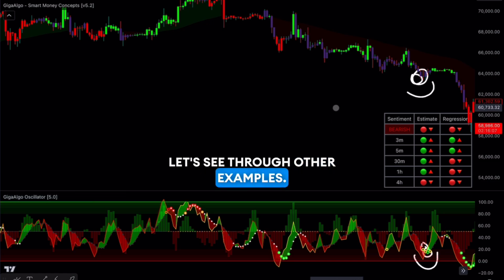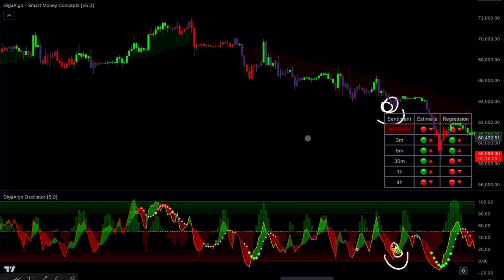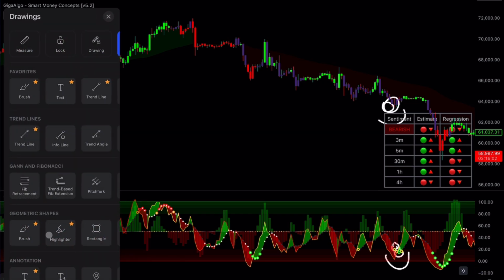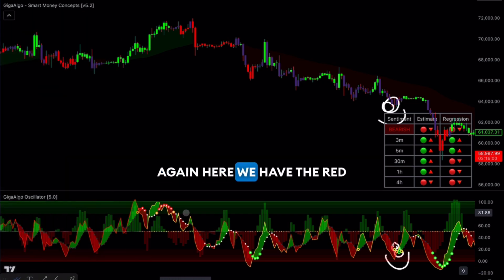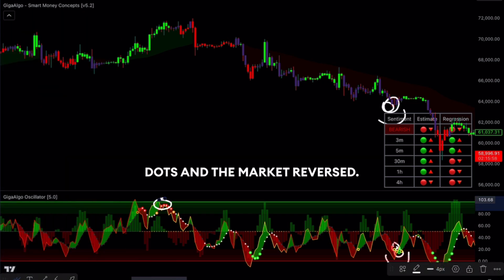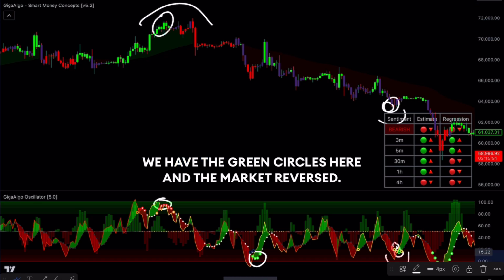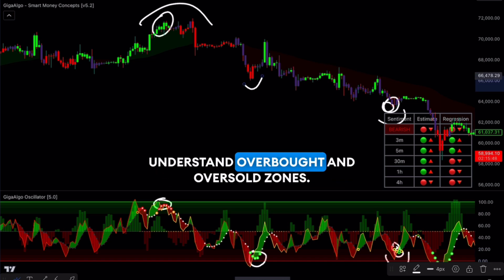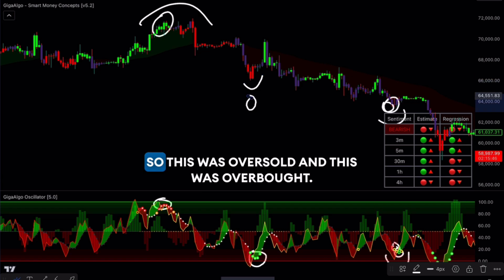Let's see through other examples. Again, here we have the red dots and the market reversed. We have the green circles here and the market reversed. So they are highly useful to understand overbought and oversold zones. So this was oversold and this was overbought.